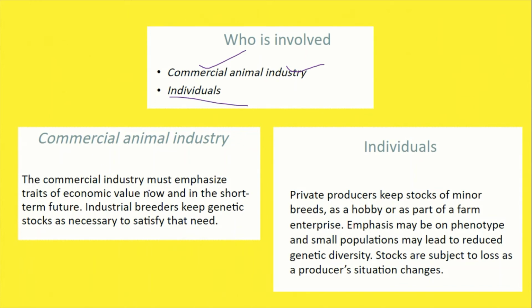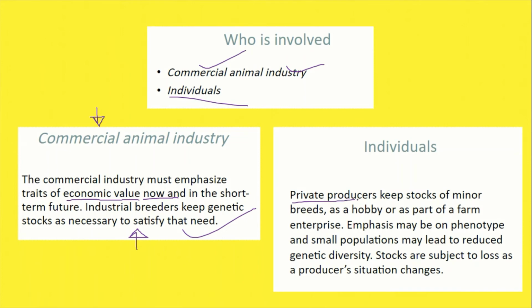So the commercial industry must emphasize traits that have economic value. Of course, we also have to check what can actually bring in cash flow even in the short-term future. So those that will have economic value in the present and also in the future. Industrial breeders keep genetic stocks as necessary to satisfy that need. Like we have the Kenya Breeders Association, mainly for farm animals. So that one is a commercial animal industry.